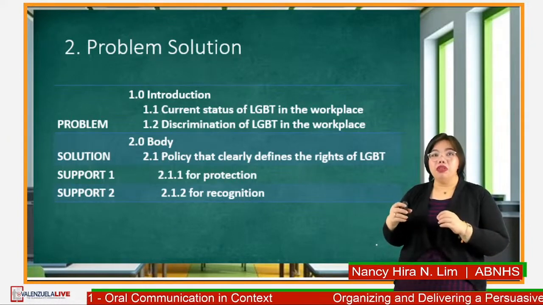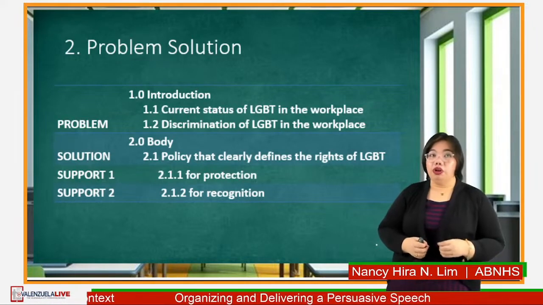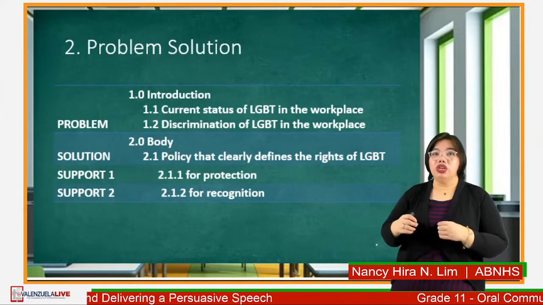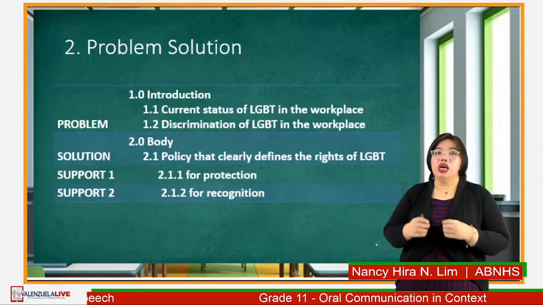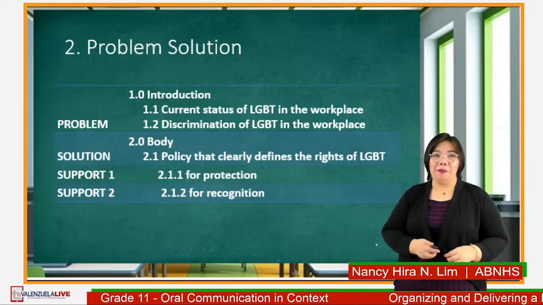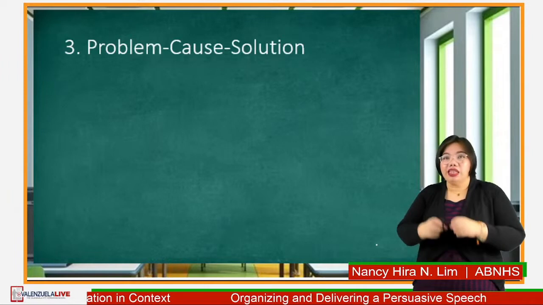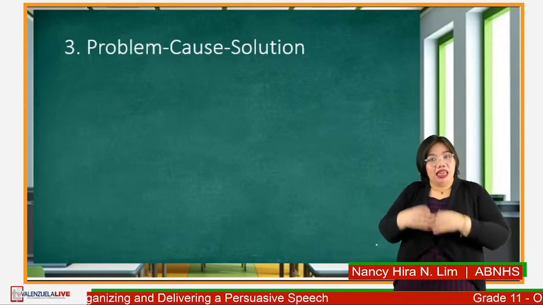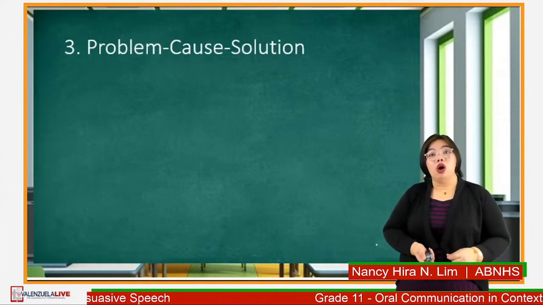The problem is stated in the introduction, noting the discrimination against LGBT in the workplace. The solution would be in the body, which is the policy that clearly defines the rights of the LGBT. Support 1 and 2 are this policy, for protection and for recognition, respectively. How about problem cause solution? This time around, aside from identifying the problem, you also identify the cause of the problem. And at the end are the possible or suggested solutions for this problem.